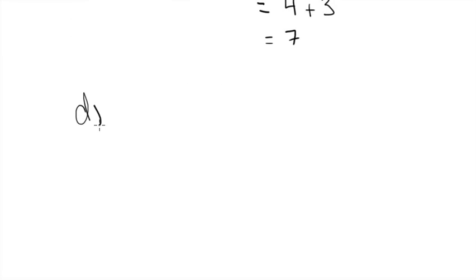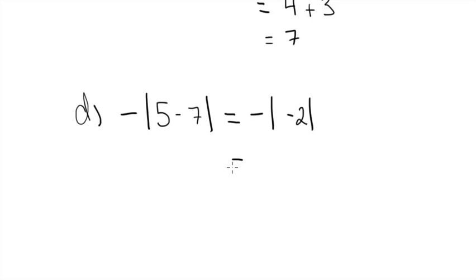So part D: negative absolute value of 5 minus 7. There we have a negative in front, so just like if it was in front of a bracket, we'd leave it there. Now we evaluate anything inside the absolute value. 5 minus 7 is negative 2. Evaluate the absolute value now. That's just equal to 2. So we have negative bracket 2, so it's like the negative is being multiplied by the 2. So we have minus 2.